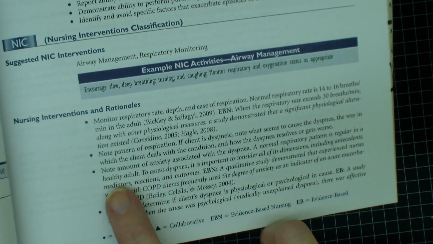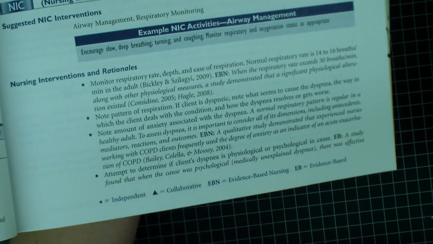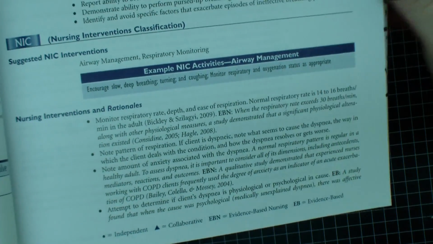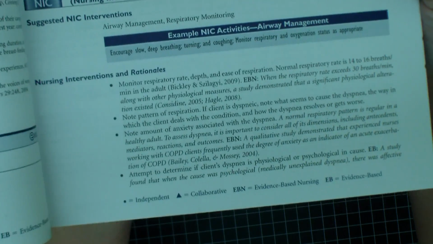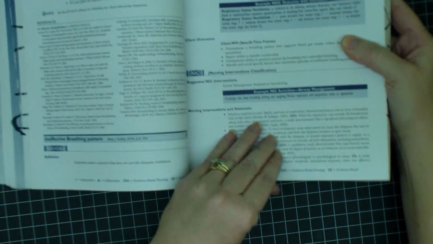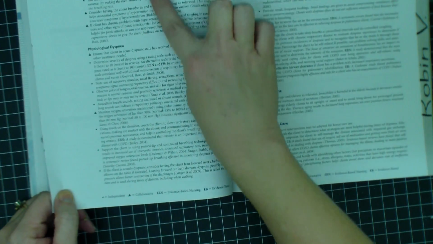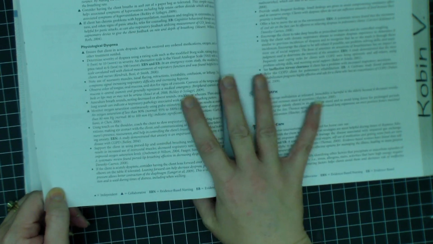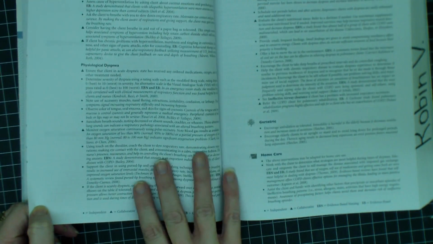Note the pattern of the respiration, the anxiety level. If you can't breathe, you're getting a little anxious. That's a scary, scary thing. And so on and so forth. There are so many things that we are going to monitor. So that's one. So yeah, we could probably use that.